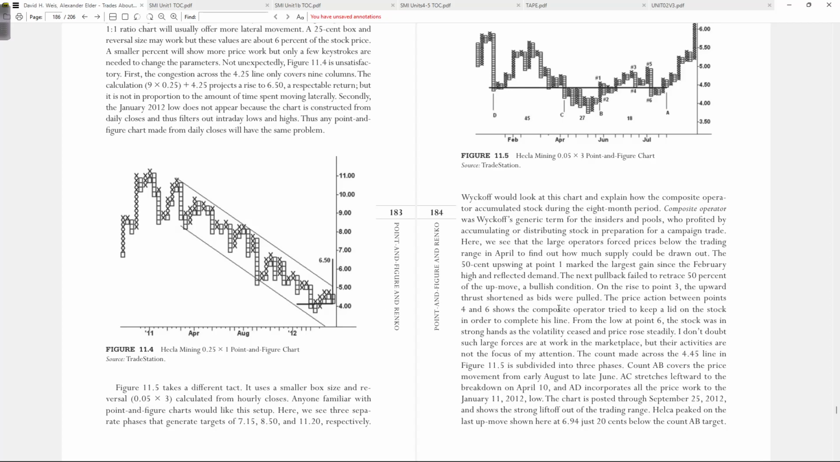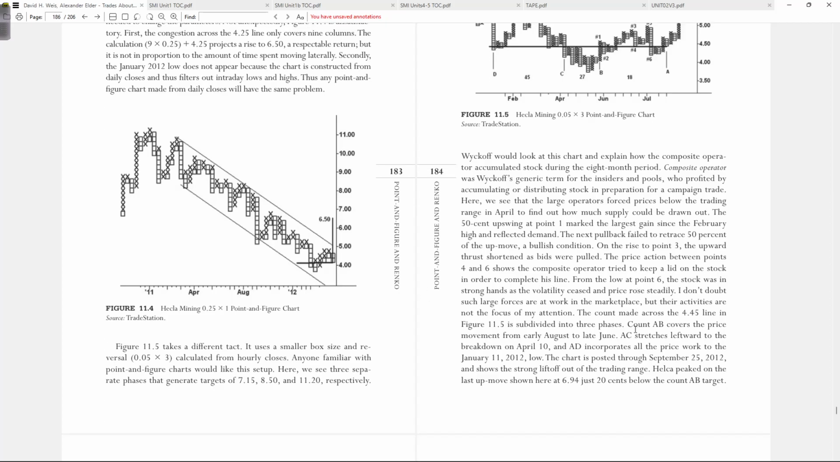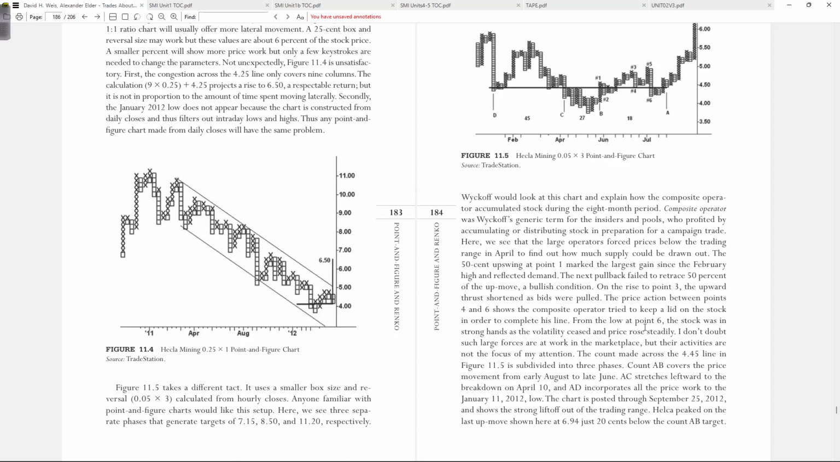The upward thrust shortened as bids were pulled. The price action between points 4 and 6 shows the composite operator tried to keep a lid on the stock in order to complete his line. From the low at point 6, the stock was in strong hands as the volatility ceased and price rose steadily. I don't doubt such large forces are at work in the marketplace, but their activities are not the focus of my attention. The count made across the 4.45 line in figure 11.5 is subdivided into three phases.